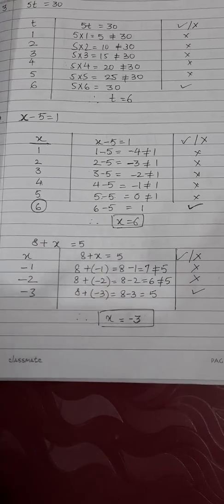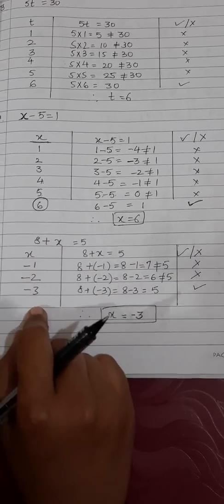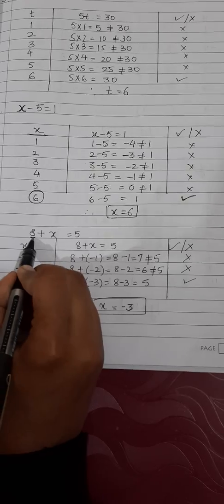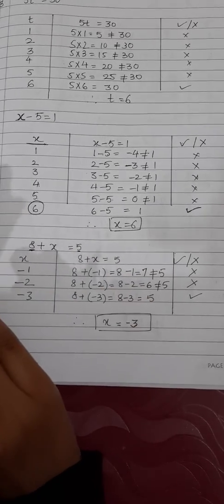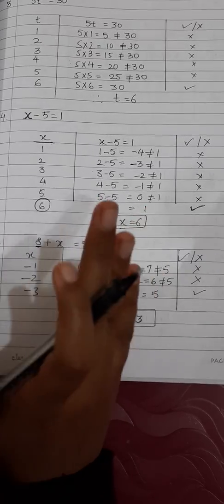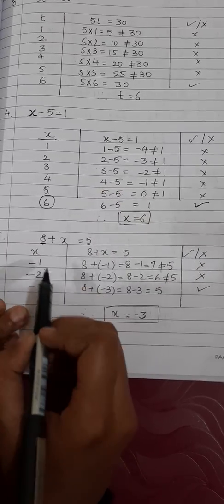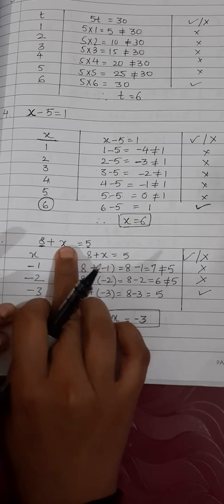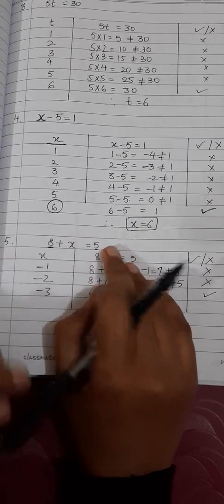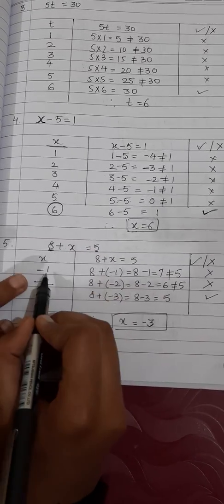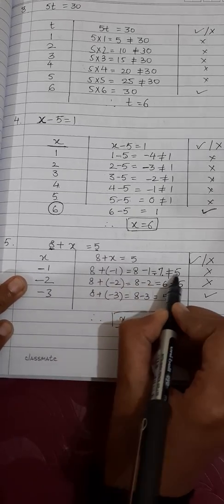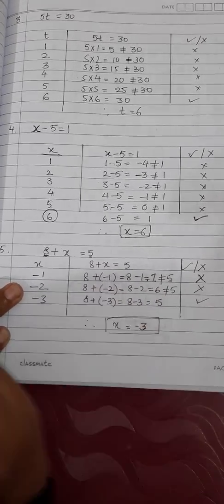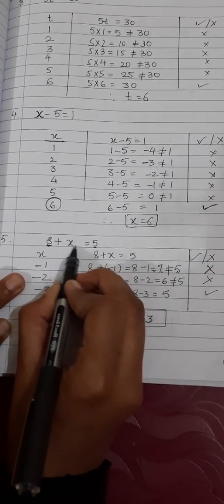Now see this fifth part. In the fifth part, you will see that this 8 is the bigger number and this 5 is the smaller number. So if I have to go from big to small, I have to subtract some number. So I'm going to take some negative number so that I can get the smaller number. Now 8 minus 1. What is 8 minus 1? 7, which is not equals to 5. So it's a cross. Again, let us put here minus 2.